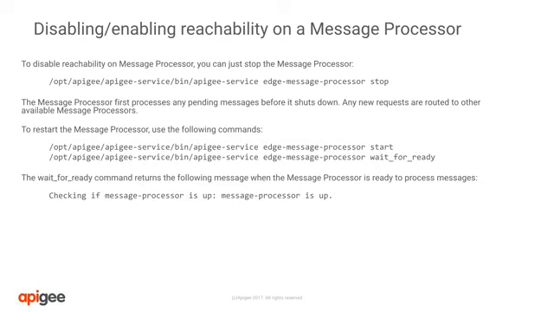You can also execute the apigee-service utility, this time passing it the wait-for-ready option. When the message processor has finished starting up and is ready to process commands, you will see a message stating that the service is up.